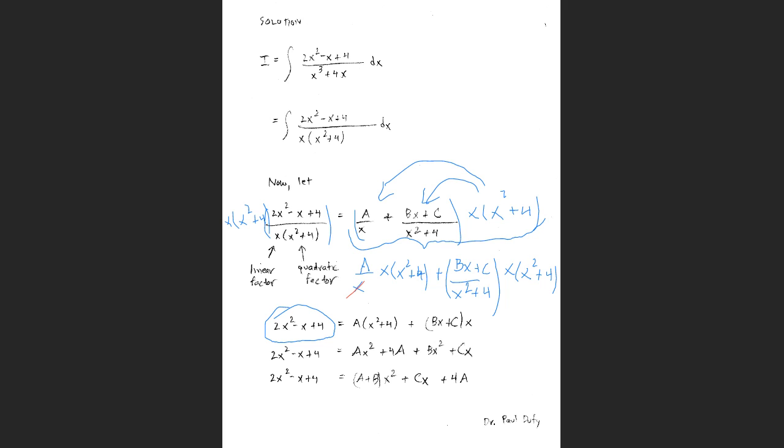Okay, you're going to have simplification here. You're going to have simplification here. And that's going to give you, on the right-hand side, a times x squared plus 4 plus bx plus c times x. Are there any questions up to this stage here?